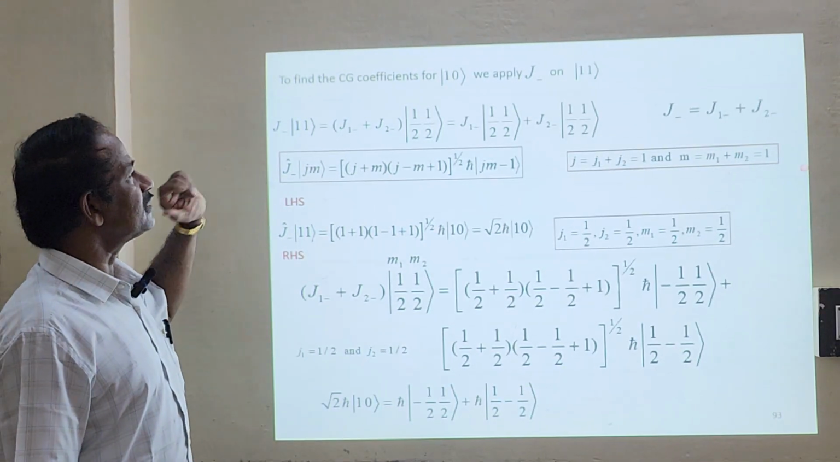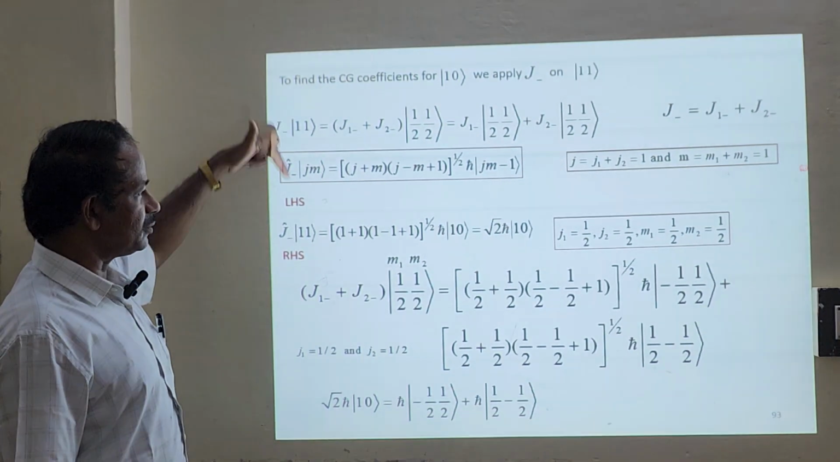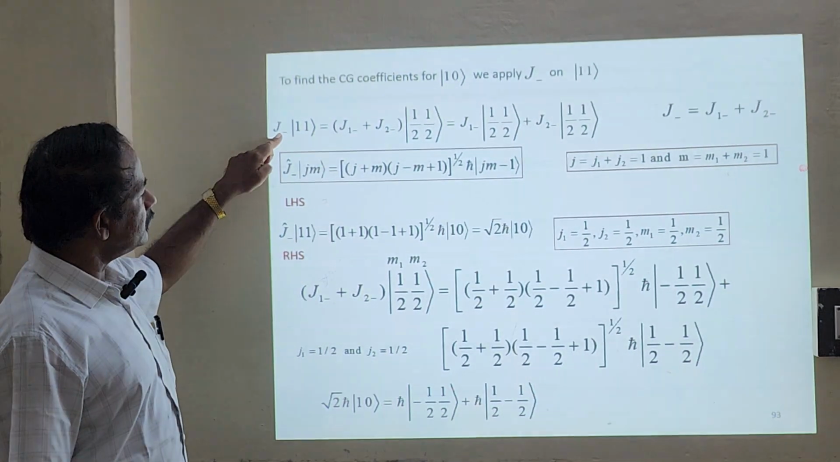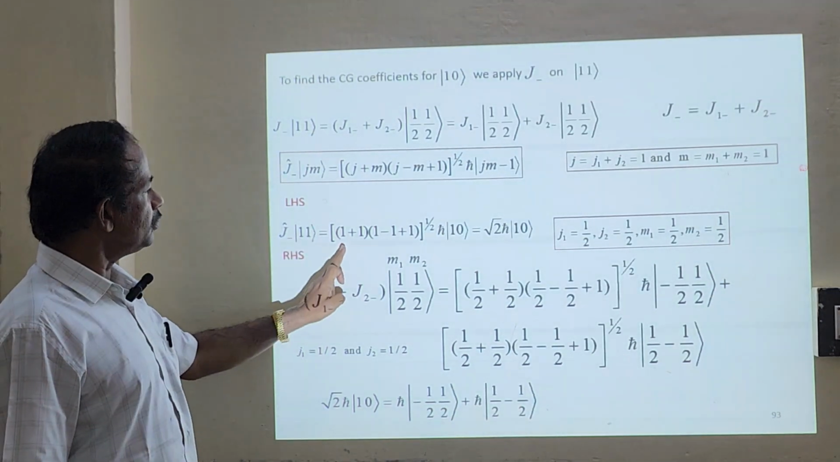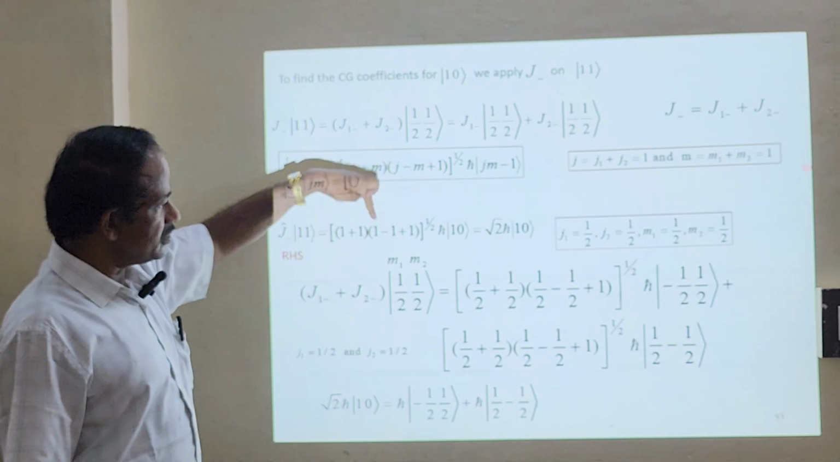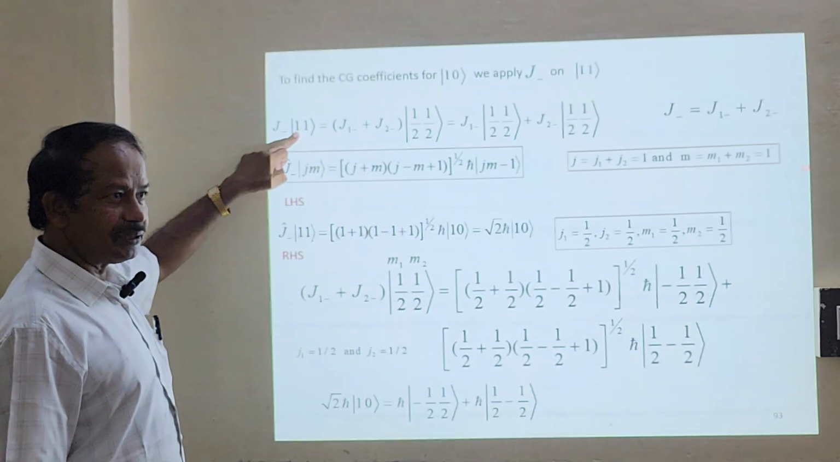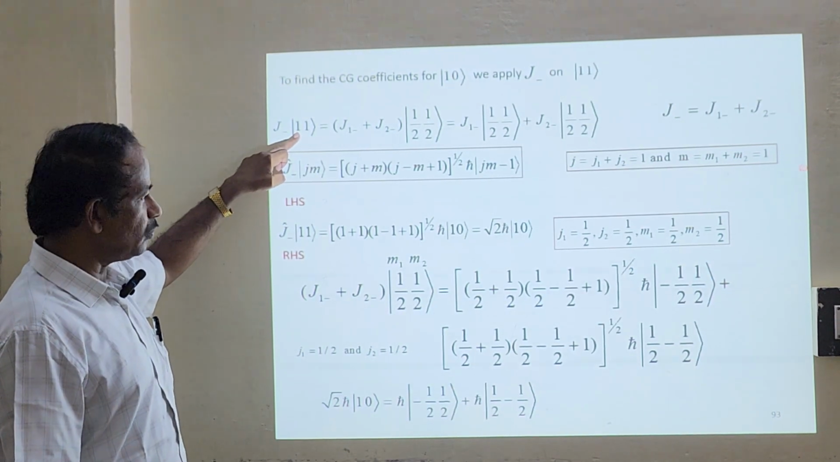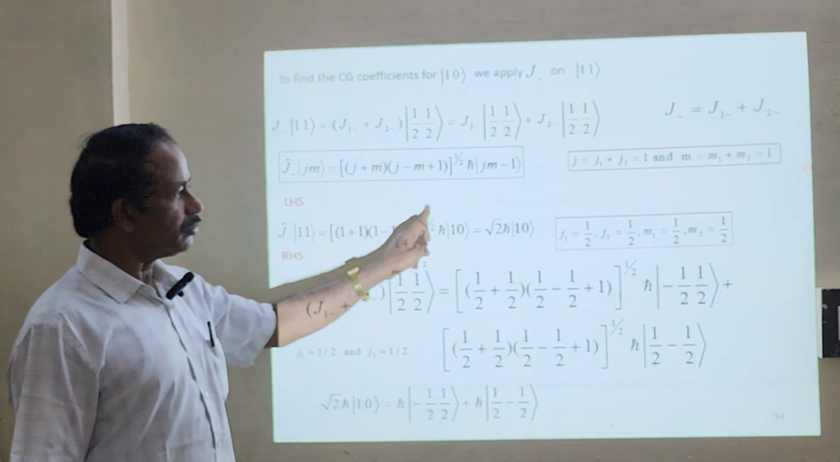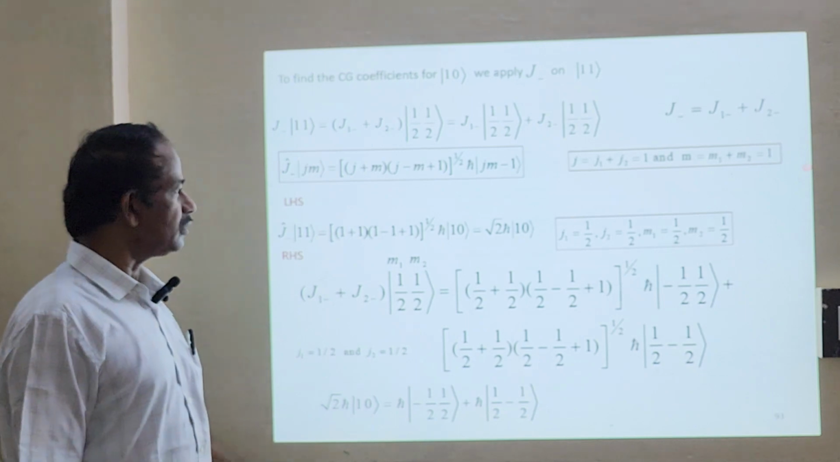So first we will go for the left hand side. The left hand side is this one. So you have j, m, j comma m, with j equal to 1, m equal to 1. The answer will be, this will cancel, 1 plus 1, 2 under root. So that will give you root 2 h bar |1, 0>.